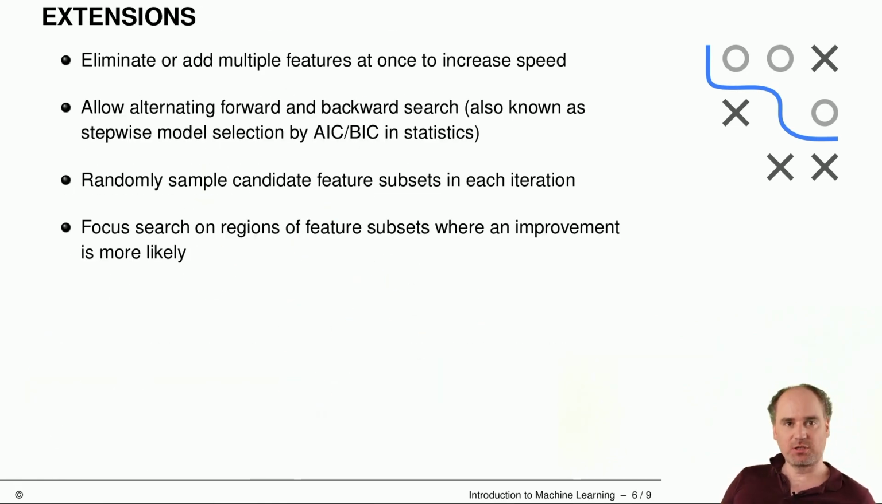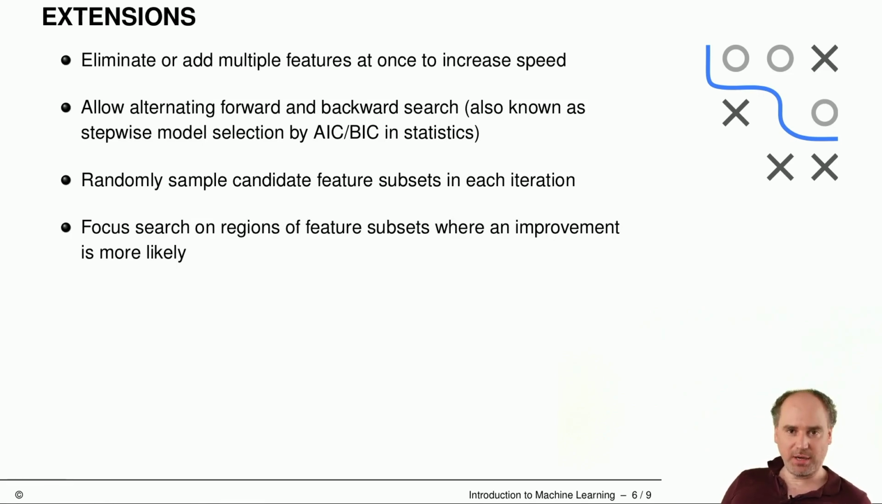Are there some extensions? Of course. First of all, we could eliminate or add multiple features at once to increase speed. There are things like beam search and so on. We could also just run stochastic versions of the forward or backward search, where we might not evaluate all potential options, but just do it randomly.